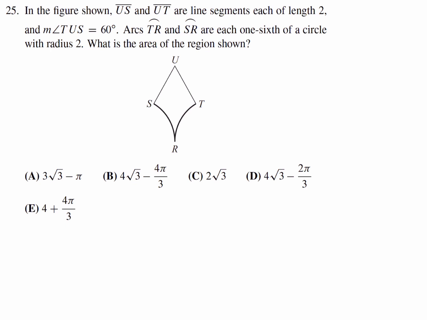In the figure shown, line US and line UT are line segments, each of length 2, and the measure of angle TUS is 60. Arcs TR and SR are each 1/6 of a circle with radius 2. What is the area of the region shown?